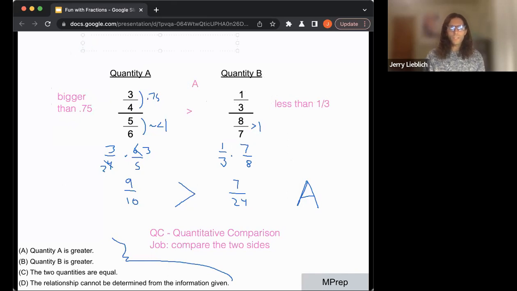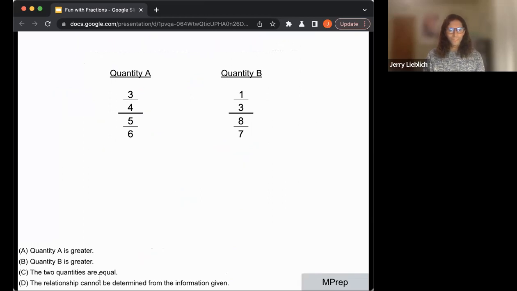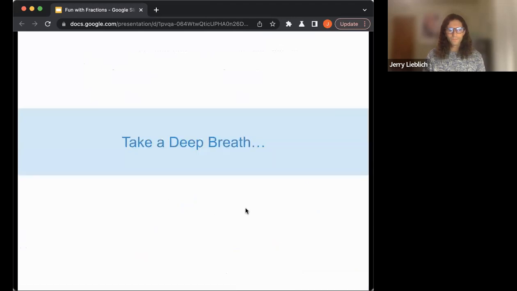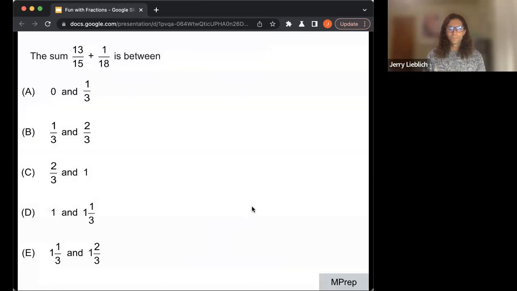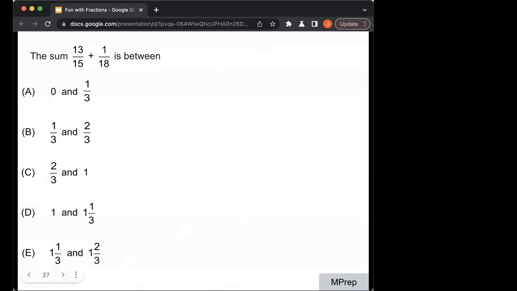So on QC, when you see fractions on QC, think about estimation. Let's try another. Take a deep breath. Send me your answer when you have it.